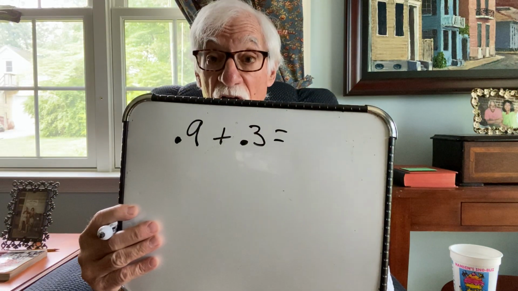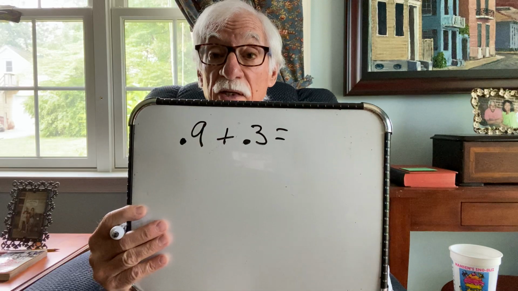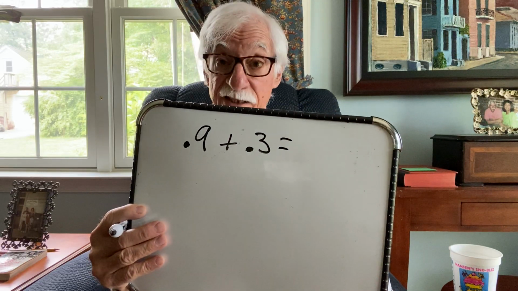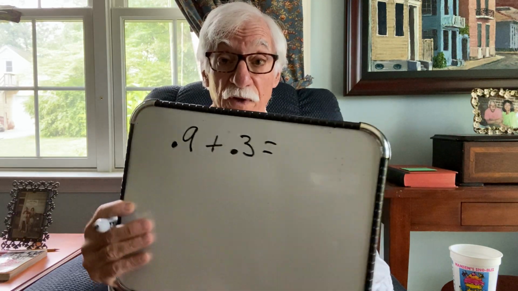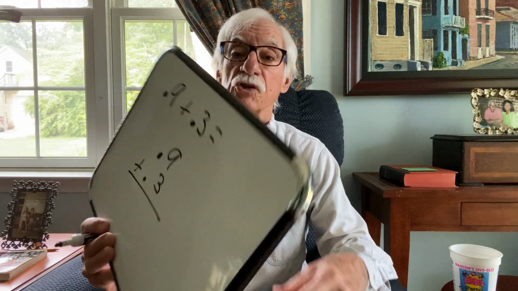So if you have 9/10 plus 3/10 equals, and you see it as a horizontal equation or number sentence like this, that's not how you set it up to solve it. To find the sum, what you do is you make it vertical. 9/10 plus 3/10 equals, and I'll show you.